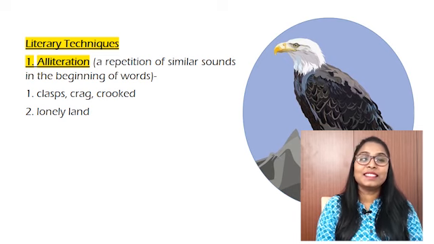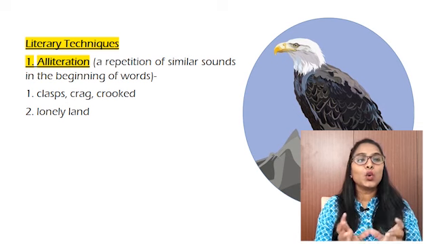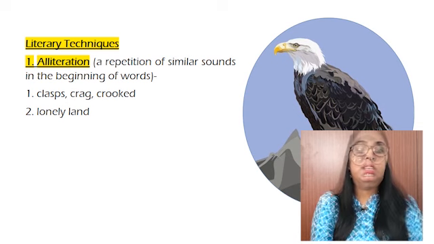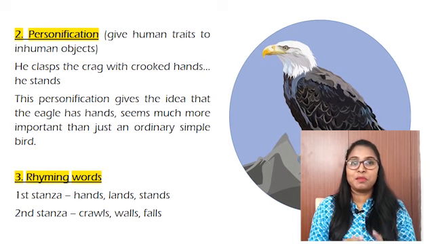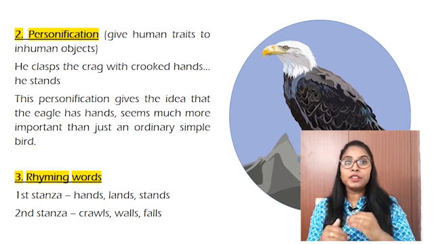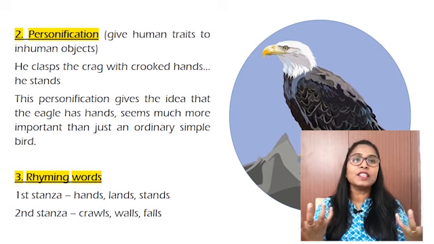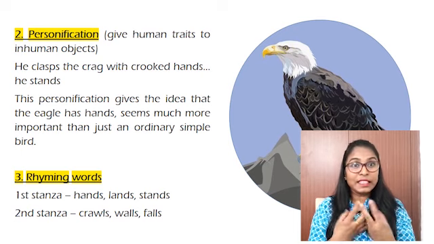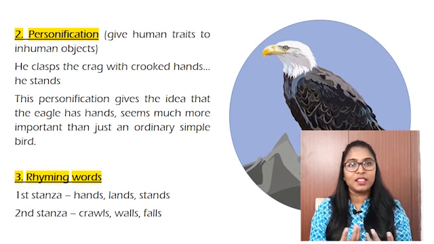Yes, you are right. The second alliteration used in the second line of the poem is lonely land. Very good. Now the second device used in the poem is personification. Remember the eagle, we were comparing the eagle with humans, right? Just like humans, our bird, the eagle, also has hands. This is what the poet is representing, right?